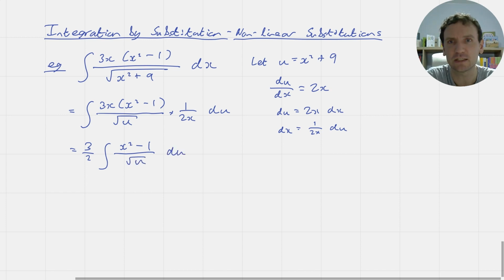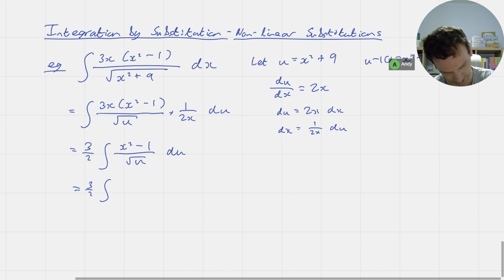Now, we're still not ready to integrate just yet because we've got x involved in this integral. So we are going to have to deal with that bit. But holding off meant at least we got those x's on our numerator and our denominator simplifying before we had to worry about changing them all in terms of u. So from here, what can we do? Well, if x squared plus 9 is equal to u, then if we subtract 10 from both sides, we're going to get u subtract 10 is equal to x squared minus 1. So that numerator is just u subtract 10. So we've got u subtract 10 over root u du.